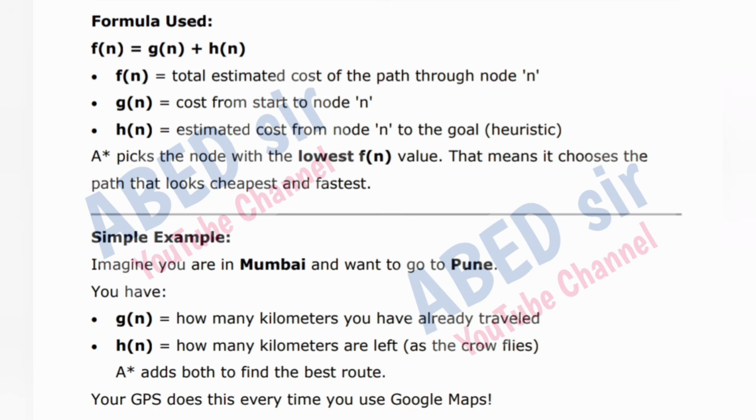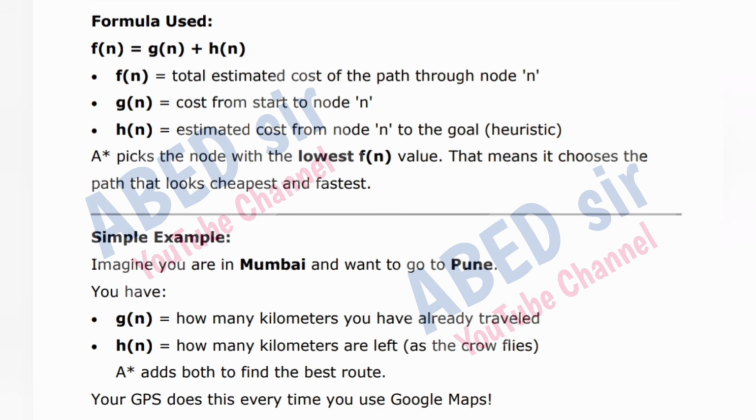Formula used: f(n) = g(n) + h(n). f(n) is equal to total estimated cost of the path through node n. g(n) is equal to cost from start to node n. h(n) is equal to estimated cost from node n to the goal, the heuristic. A* picks the node with the lowest f(n) value. That means it chooses the path that looks cheapest and fastest.